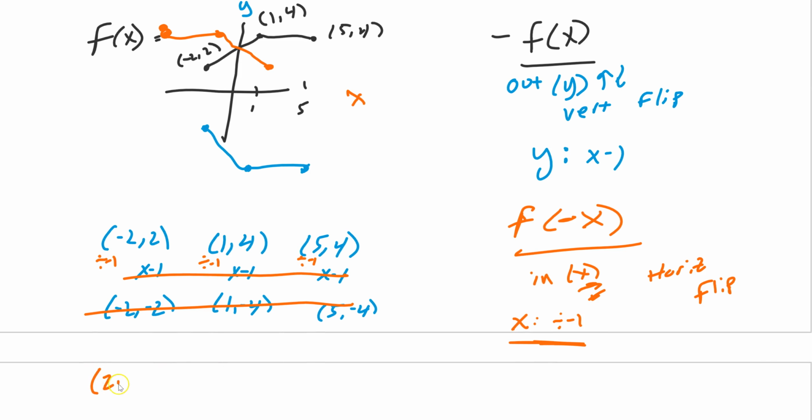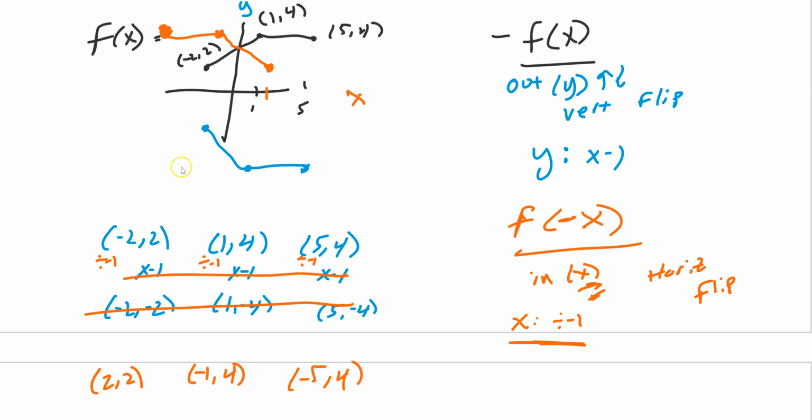And I get 2, 2. 1 divided by -1 is -1, 4. And we're only doing the x values, so -5. 5 divided by -1 is -5, 4. If you look at my points, that's kind of 2, 2. That's what I was going for there. -1, 4, -1, 4, and -5, 4.